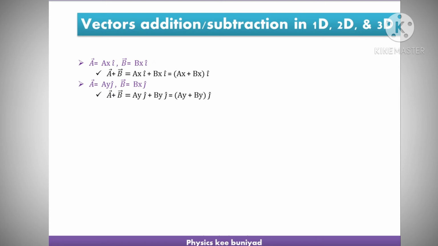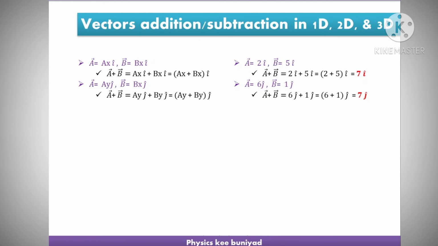Now look at an example. Here suppose vector a equal to 2 i cap and vector b equal to 5 i cap. Now if we add vector a and vector b, it will give you 2 i cap plus 5 i cap equal to 7 i cap. Similarly, if a vector lies vertically, then we can write vector a equal to, suppose, 6 j cap and vector b equal to 1 j cap. Now if we add vector a plus vector b, then you will get 6 j cap plus 1 j cap equal to 7 j cap. So this is the addition in one dimension. In a similar manner, we can also subtract.